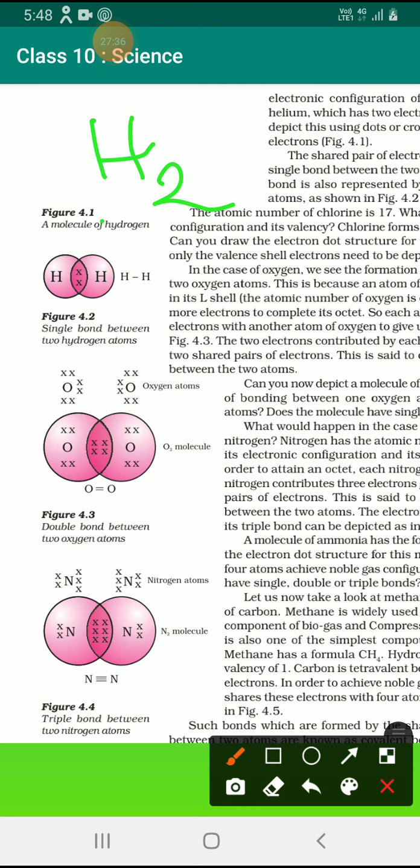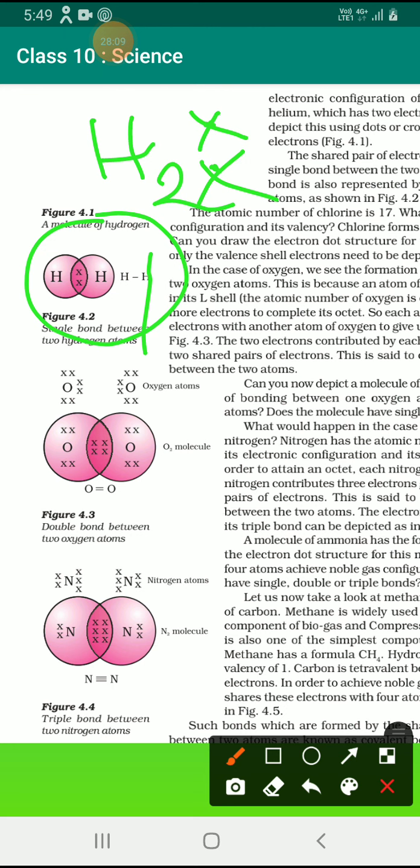How can we share these electrons? As you can see in the picture here, we can denote it by dots, as well as by crosses like this. So here you can see that 2 electrons of hydrogen combine together to form a stable H2, right?